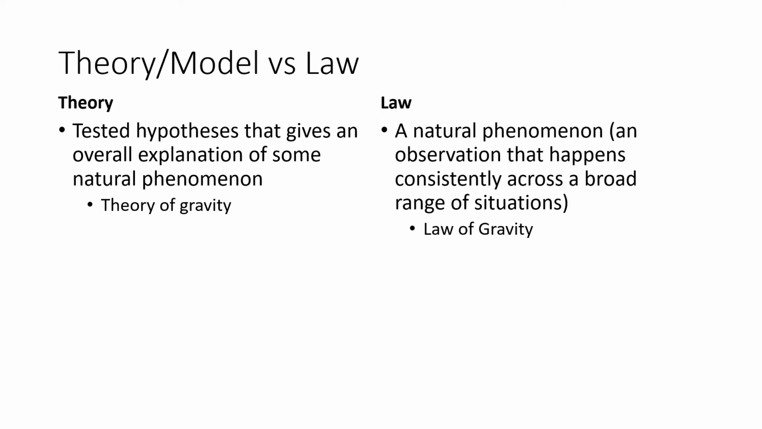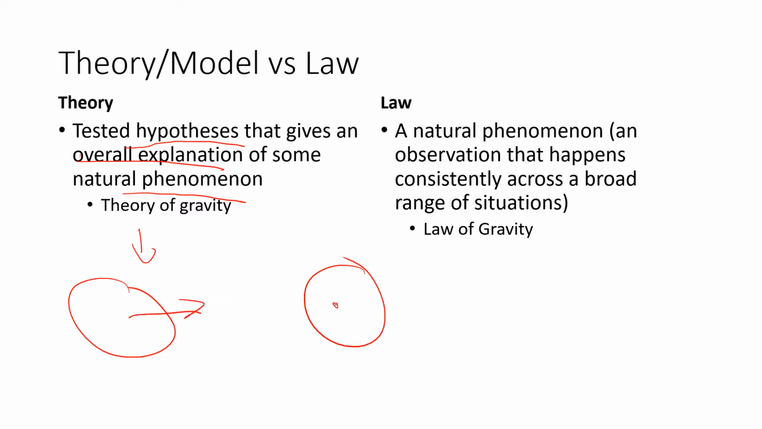Now, after a bunch of hypotheses, we can start to develop a theory. And a theory is essentially several tested hypotheses that give an overall explanation of a natural phenomenon. Okay, the best way to explain this would be the theory of gravity. The theory of gravity explains why two objects with mass will feel an attractive force to each other. It tries to explain that.